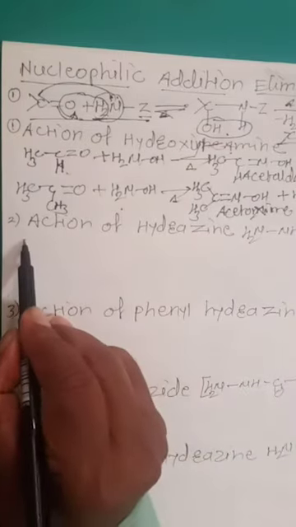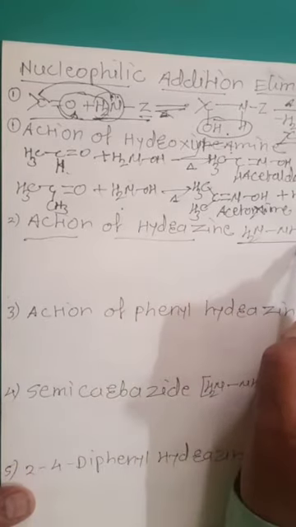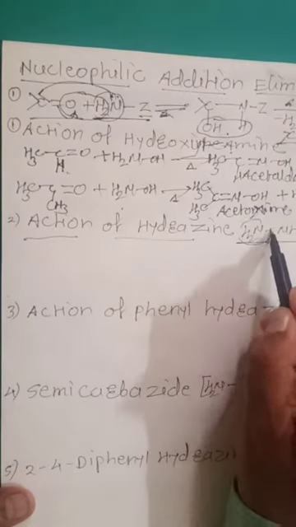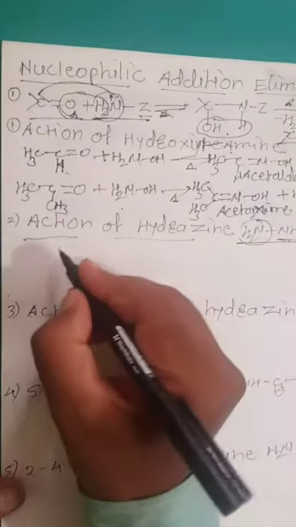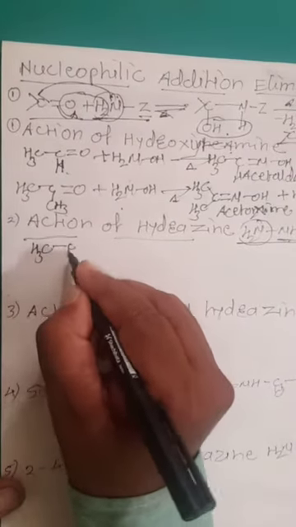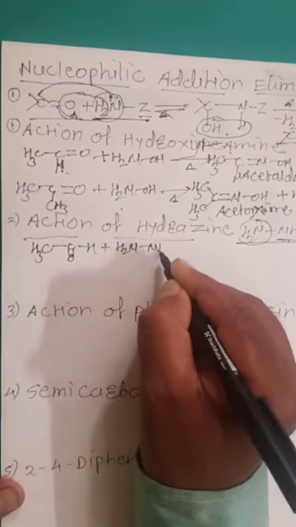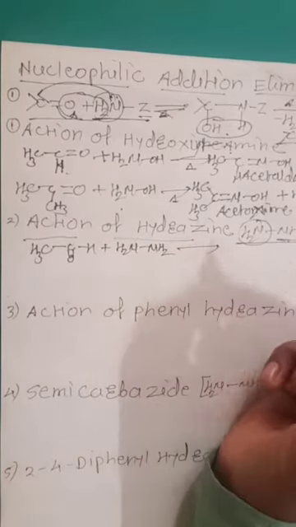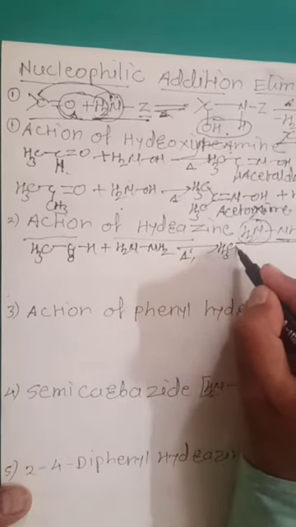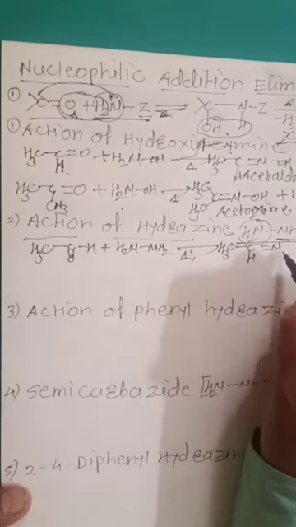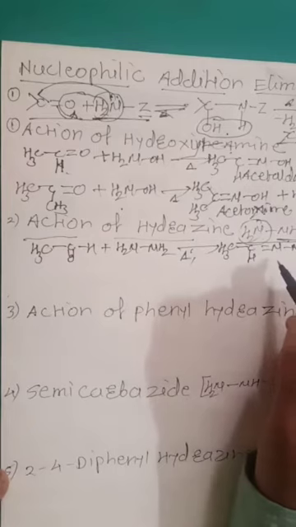Then next is action of hydrazine. Hydrazine is a substituted amine in which hydrogen atom from ammonia is replaced by NH2 group. So it becomes hydrazine. When this acetaldehyde is treated with hydrazine, it undergoes nucleophilic addition and elimination reaction to get corresponding hydrazone. So here we'll get hydrazone. So this is acetaldehyde hydrazone.